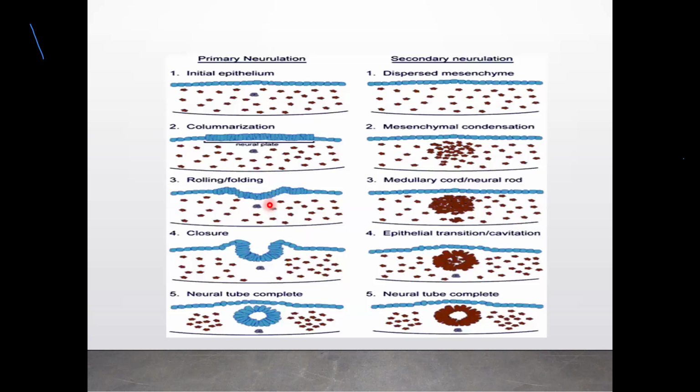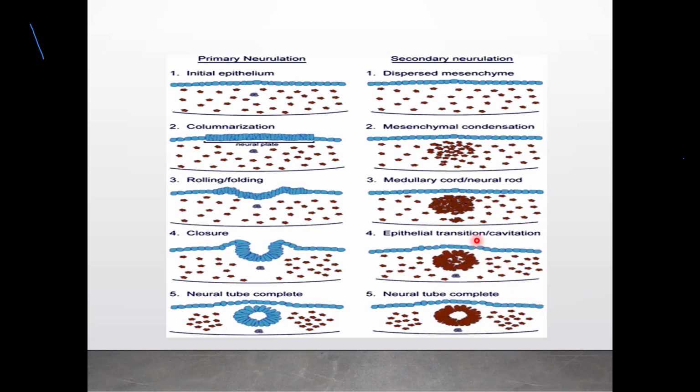So a simple way to differentiate between primary neurulation and secondary neurulation: in primary neurulation, you'll have the initial epithelium, then you'll have columnarization, which means thickening, to give you the neuroectoderm. Then you'll have the rolling, the folding, to give you the groove, then the closure, and you'll have the neural tube, which is complete. But in this one, at the end, you'll have dispersed mesenchyme, the mesoderm. You have mesenchymal condensation. After that, you'll have the medullary rod, which will now have the cavitation. And after that, we'll have the neural tube being complete.